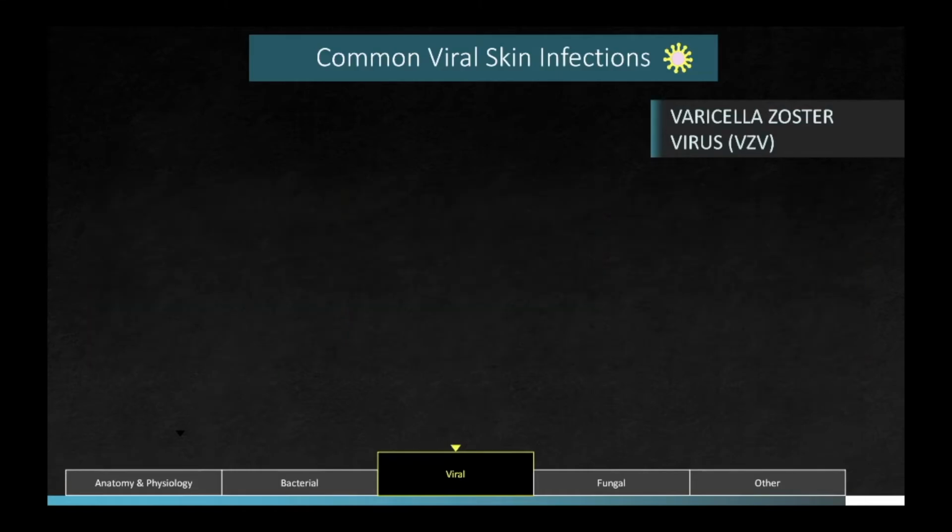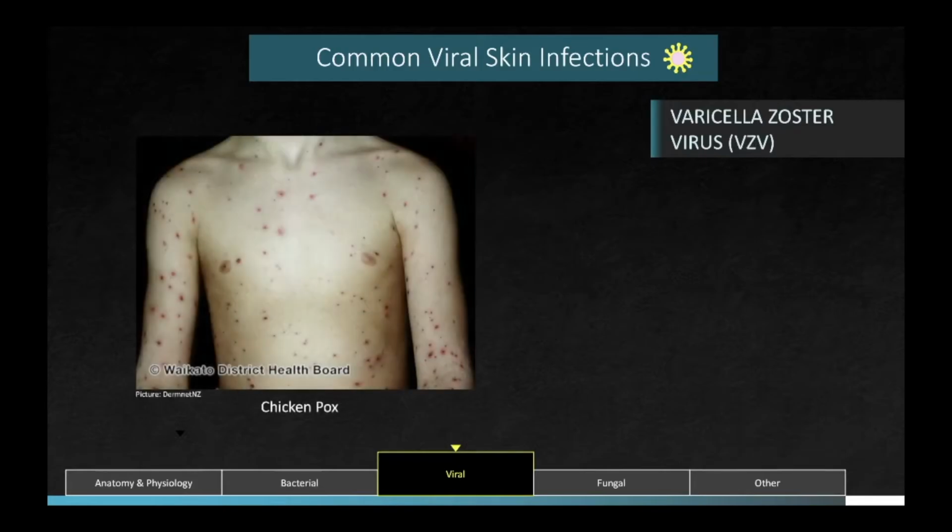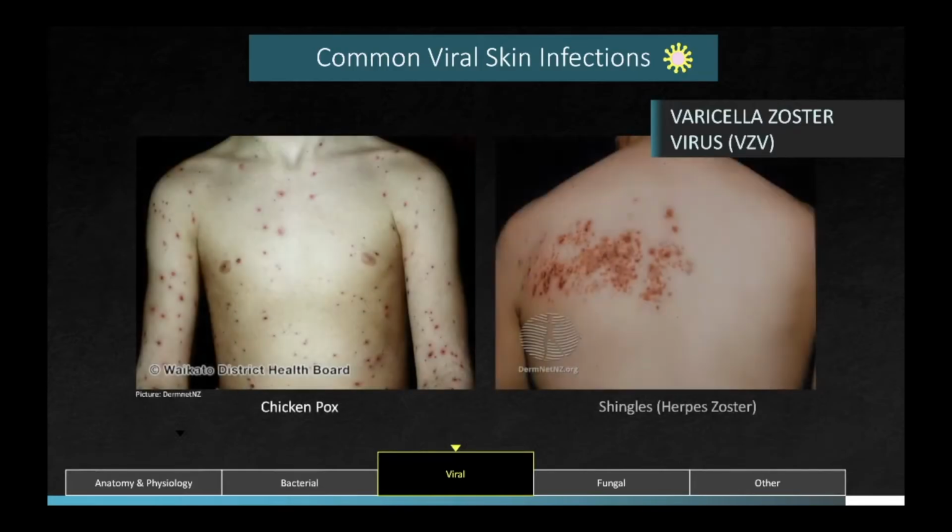The next common viral skin infection we're going to look at is varicella zoster virus, or VZV, which is a member of the herpes family. In the primary care setting, we typically see two forms of VZV, the first being chickenpox and the second shingles. Chickenpox is primary varicella zoster infection. It's most commonly seen in children, although with the development of the chickenpox immunisation, this is becoming less common.